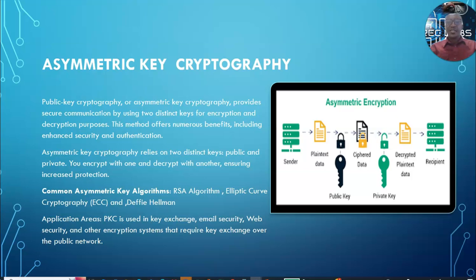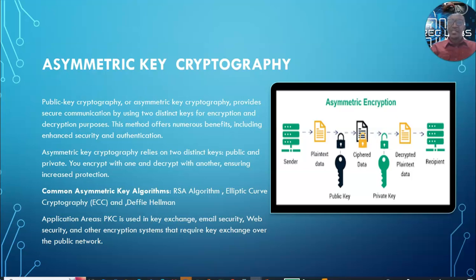Asymmetric, we say, is a PKC algorithm. It provides secure communication using two distinct keys. Asymmetric cryptography relies on a public key and a private key. We use the public key to encrypt and the private key to decrypt. These keys are different, but they're mathematically related. The public key is also used to verify the signature. When someone sends you data signed with their private key, you can verify it using the public key. They sign the message using their private key to create a digital signature, which ensures that no one can deny having sent that message, or deny having received that message.